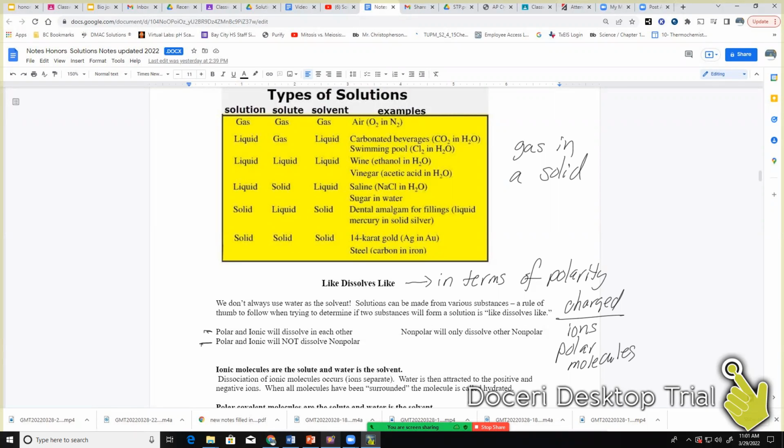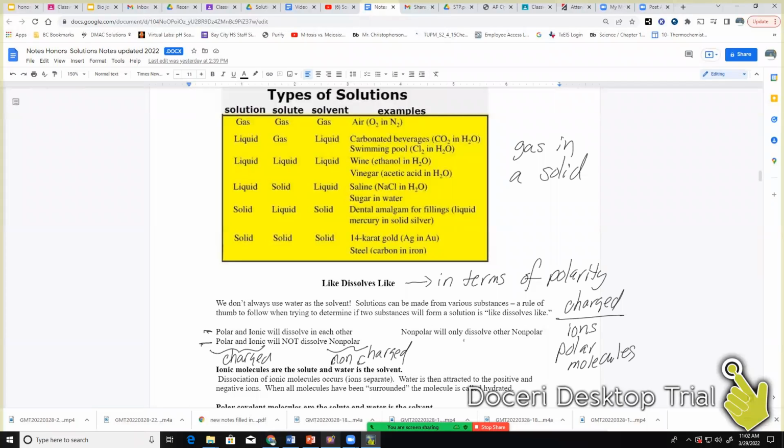Polar and ionic will not dissolve nonpolar because these are charged and this is non-charged or neutral. And so I need to have something that is charged so it will be able to have the positive side attracted to the oxygen side of water and the negative side attracted to the hydrogen side.